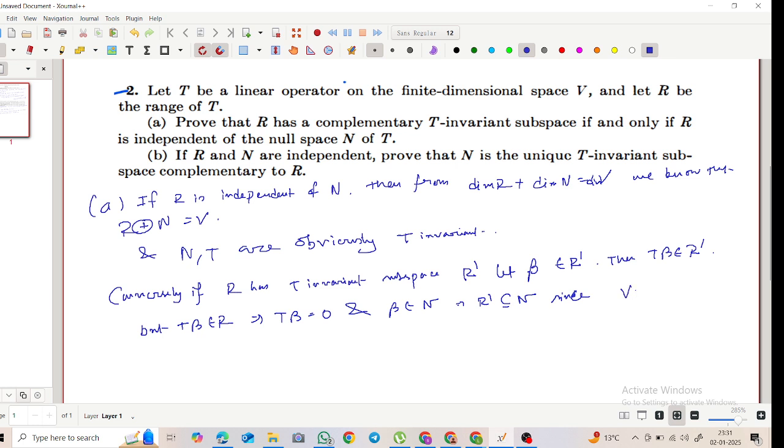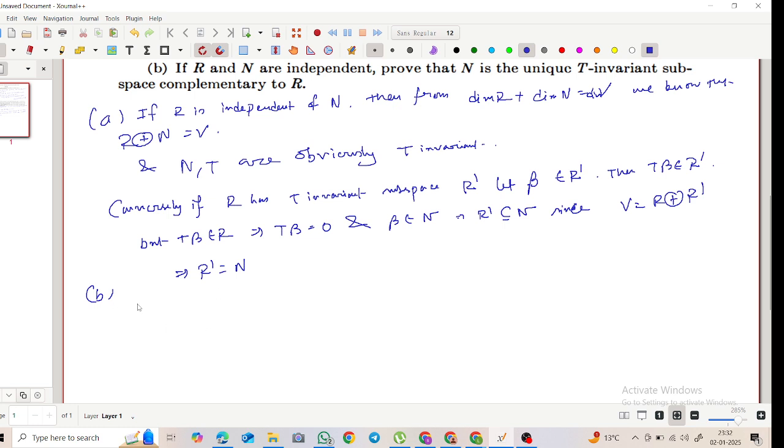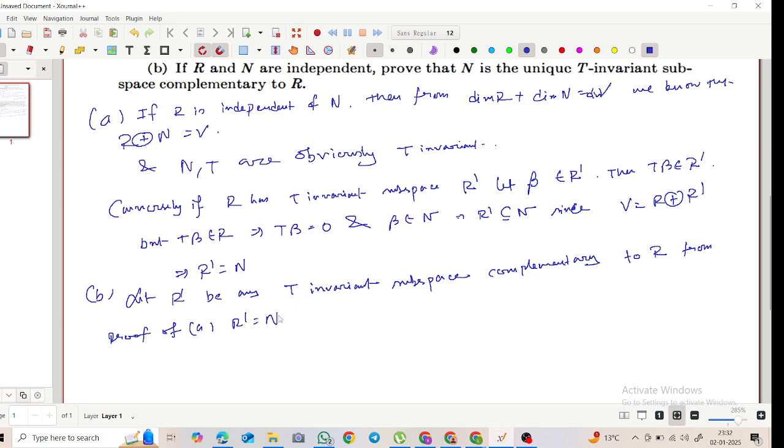Since V is R direct sum R prime, this implies R prime is N. Let R prime be any T invariant subspace complementary to R. From the proof above, we see that R prime is N, given R and N independent. Okay.